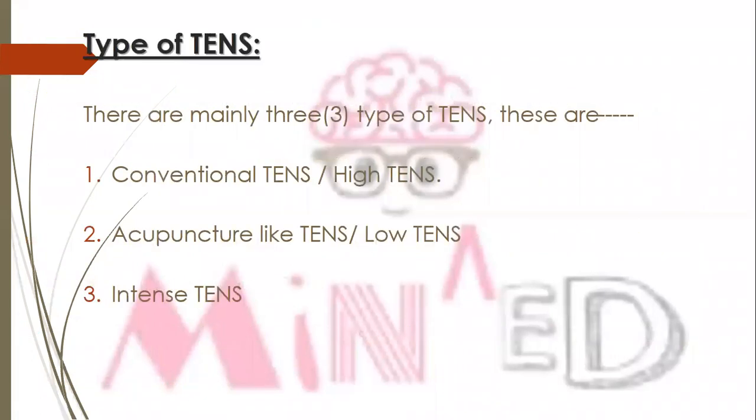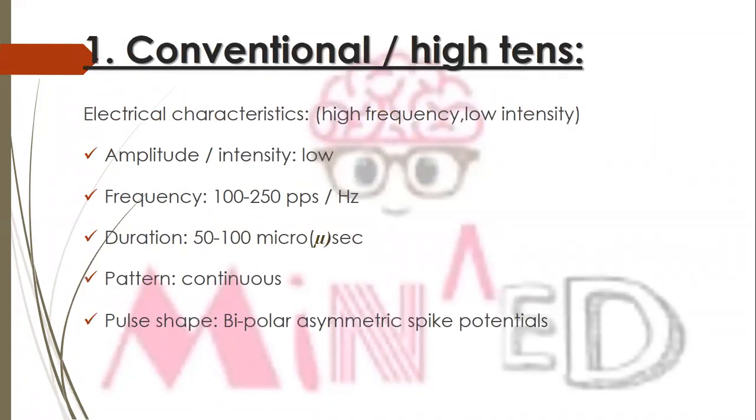Okay, there are three types of TENS. That is conventional TENS, also called high TENS, having high frequency, low intensity. Second is acupuncture-like TENS or low TENS, that is low frequency, high intensity, and the intense TENS or brief intense TENS. There are many books listing lots of types of TENS, but there are mainly three types, that is high TENS, low TENS, and intense TENS.